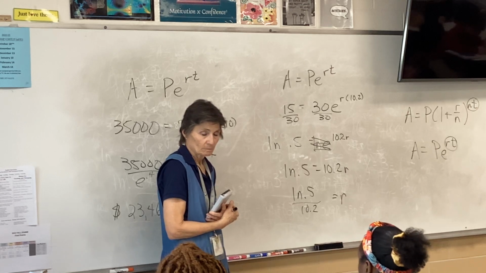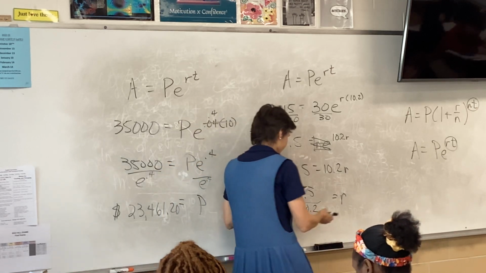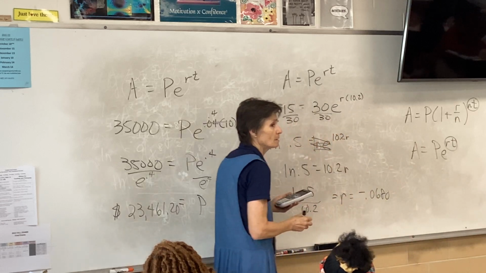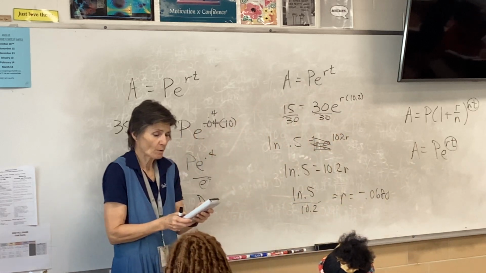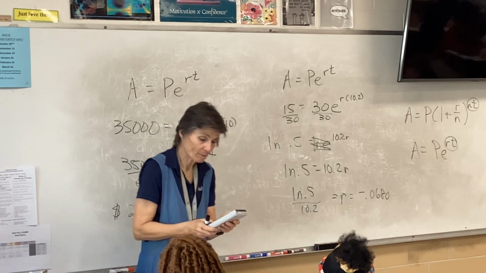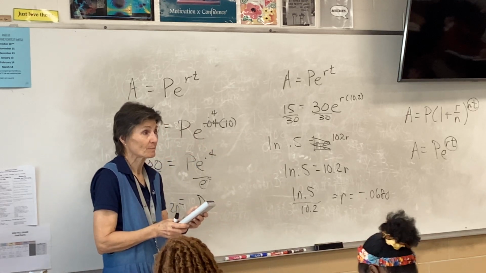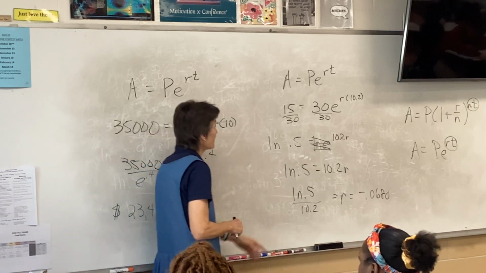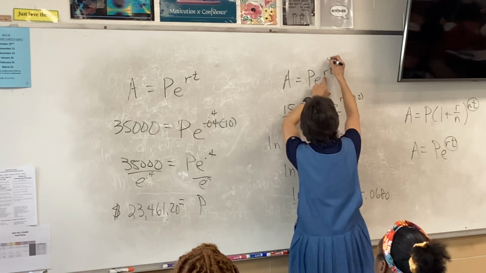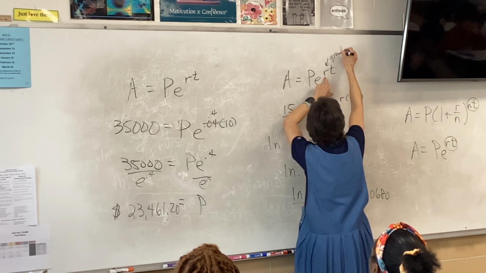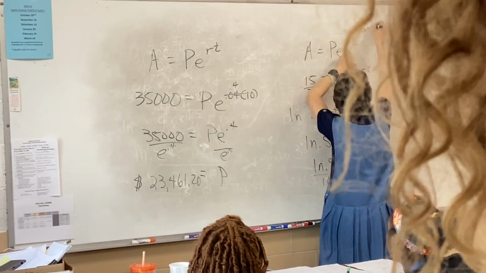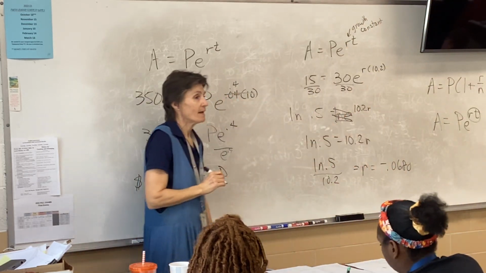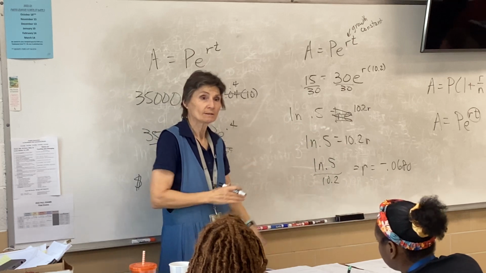Here we go. What did you end up with? I got negative 0.0680. Now I'm randomly rounding it off. It didn't tell me how, but did you get something that looks like that? Okay. Why in the world is that negative? In this formula, this is my growth constant. It's like the interest rate. Why in the world is it negative? Because it's decaying, and decay is negative growth.